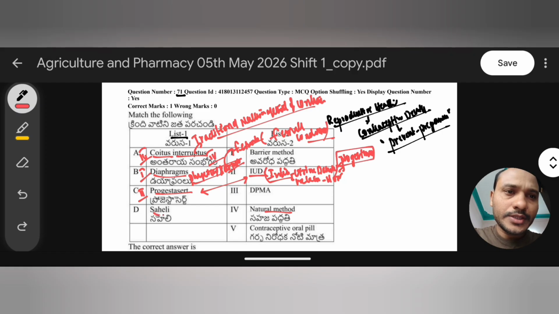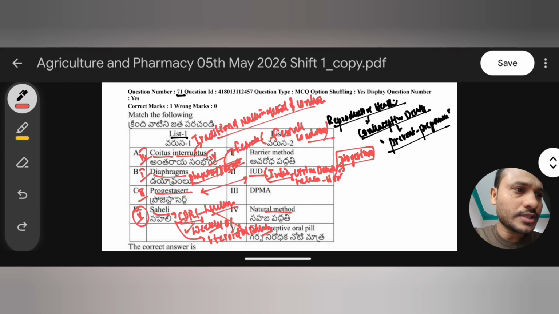Okay. And coming to Saheli. Generally Saheli is a contraceptive oral pill. About Saheli, this drug was manufactured by CDRI, Central Drug Research Institute in Lucknow, and it is a weekly pill. We have to take it once weekly, and remember it is a steroidal drug. It was manufactured by the CDRI in Lucknow, and it is a steroidal hormone, very important. So it is a contraceptive oral pill.